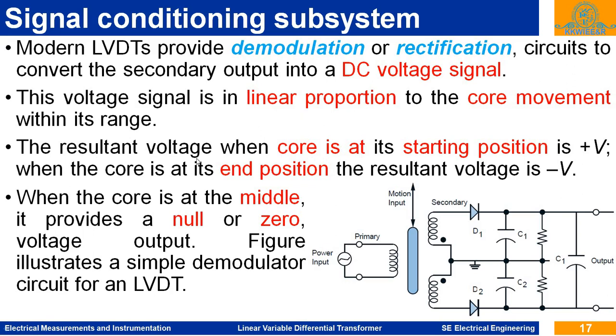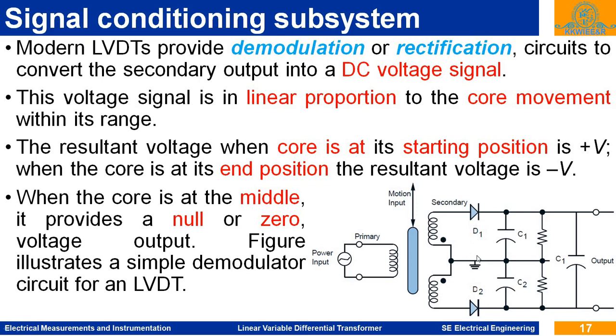When the core is at its starting position, we get a positive DC voltage. When the core is at its end position, we get the resultant negative DC voltage. When the core is at the middle, it provides a null, or 0 voltage output. The same thing is shown in this figure.